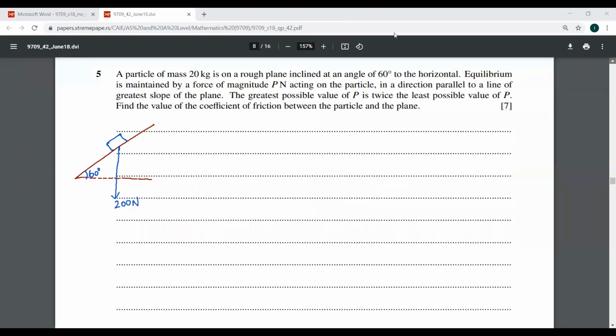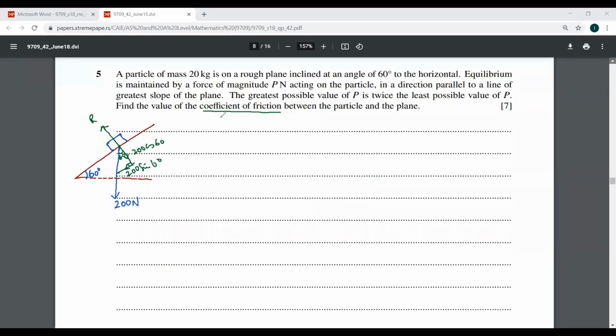And I need to resolve this, okay? Because you see, it says the coefficient of friction is required. So something to be done with the R as well, okay? So this is going to be 60 here. So this is 200 sine 60, and this one is 200 cos 60. It says equilibrium is maintained by a force of magnitude p newtons acting on the particle in a direction parallel to a line of greatest slope of the plane.